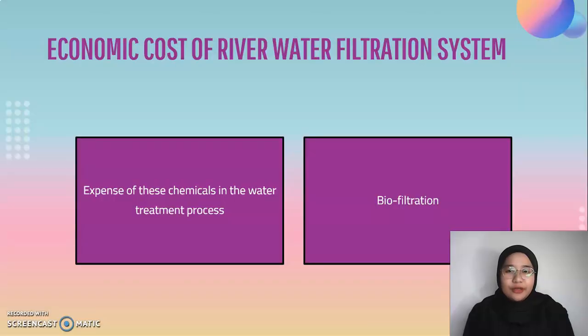Next, we go to the economic cost of river water filtration systems. Expense of the chemical in water treatment: it was discovered via study that commercial water treatment operators would prefer not to employ coagulant in the water treatment process in order to save money on the expense of this chemical. Biofiltration: due to its simplicity of use and low cost, using biofiltration to decrease metals in wastewater is very useful, effective, and helpful.